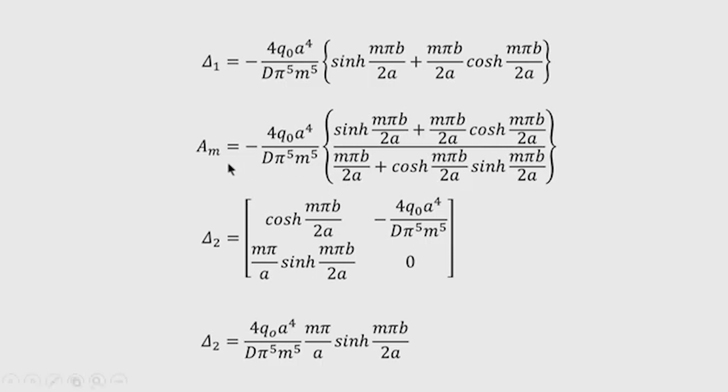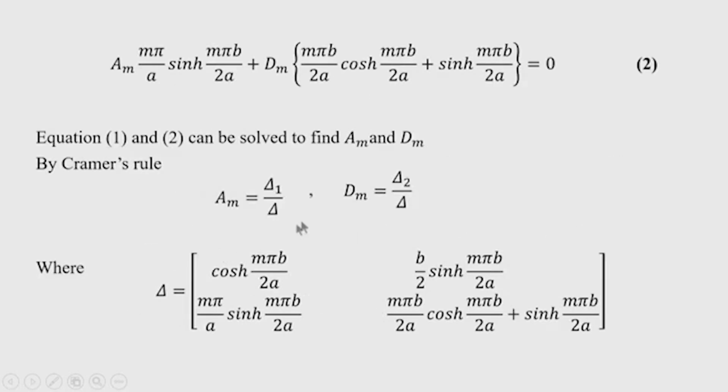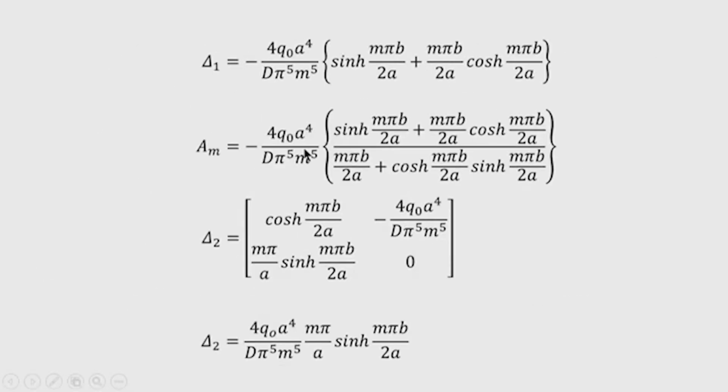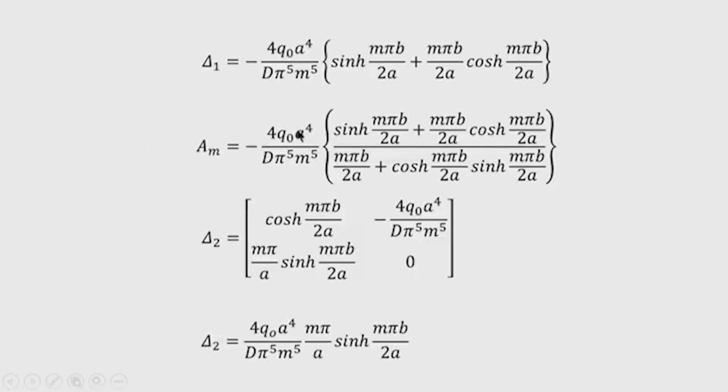Okay. So, after finding a m, you can find the d m, another constant, by finding the delta 2. When we find delta 2 by Cramer's rule, you can see that the coefficients or the elements have to be replaced by the non-homogeneous term like that. So, delta 2 is here; we are finding this d m coefficient using delta 2.